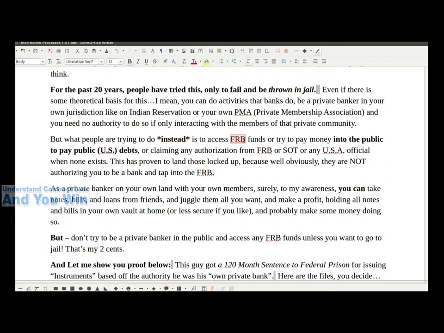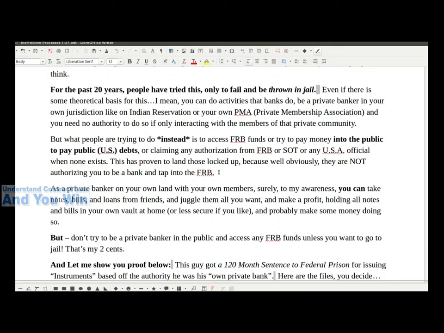Again, that's playing right into their playing field and accessing money that's not yours, being an unlicensed bank, and or trying to pay money into the public to pay public U.S. debts, or claiming any authorization from the Federal Reserve or Secretary of Treasury or any U.S. official when none exists. This has proven to land those people locked up, because obviously they are not authorizing you to be a bank and tap into the Federal Reserve Bank. Again, you're not a licensed bank. You're not following all the protocols that Bank of America, Chase and Wells Fargo have followed. So trying to do things unconventionally, by stealth, through your own belief, it doesn't matter what you believe in your own concocted theory. If you want to create your own bank, go for it.